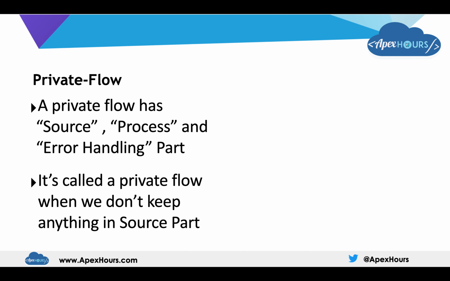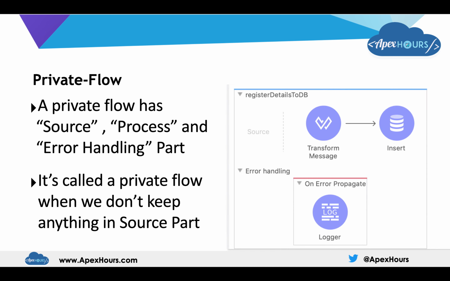A private flow, again, like a normal flow, has three parts: source, process and error handling. But it's called a private flow when we don't keep anything in the source part. What does it mean? You can see on my screen there is an image. In the previous flow you have something in our source part, that is the HTTP listener. That's why it is called a flow. But here it is a private flow, so we don't have anything in the source.